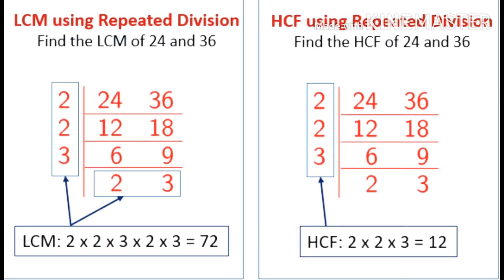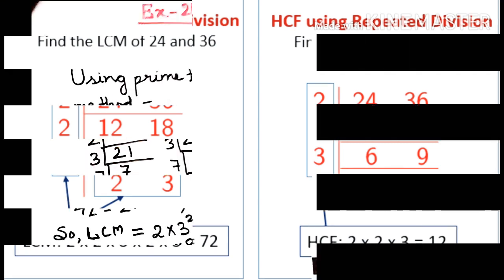Now, before starting the sums of exercise 2E, let us again recapitulate the difference between LCM and HCF. We have taken the numbers 24 and 36. So the LCM is, see, the product of the common and the uncommon factors. That is 2 into 2 into 3 written on the left-hand side into 2 into 3 written at the bottom side, which is 72. And what is the HCF? Again, the HCF of 24 and 36 is only the product of the common factors, which is 2 into 2 into 3, that is 12. Please remember this. It is very important. Okay.